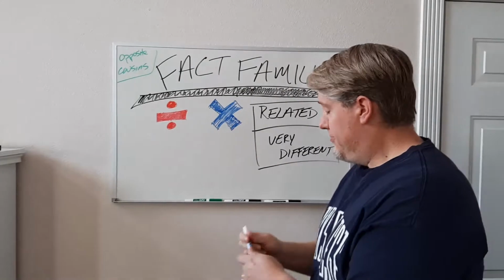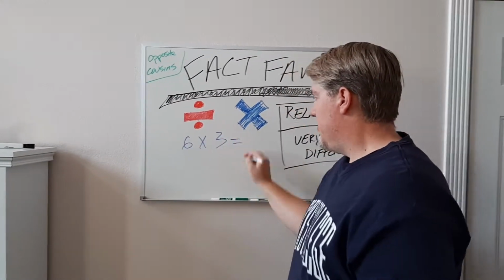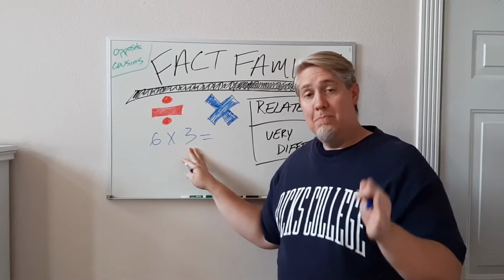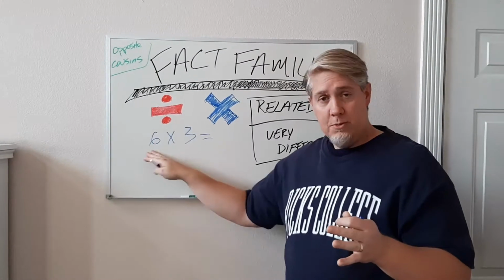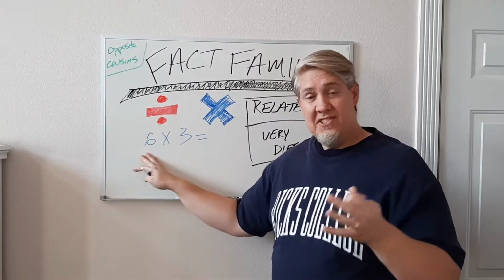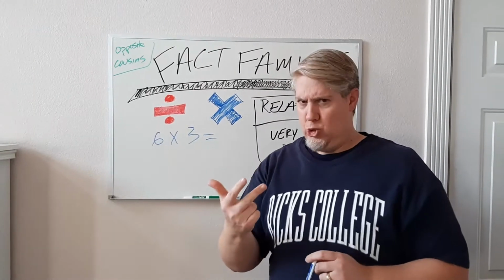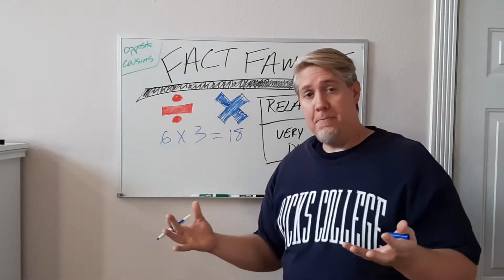So for example, if I have 6 times 3, I know here that the product is going to be bigger than what I started with. I've got 6 groups of 3 or 3 groups of 6. So in this case, I could do the 6 song: 6, 12, 18. Crazy songs, they work for some reason, right?